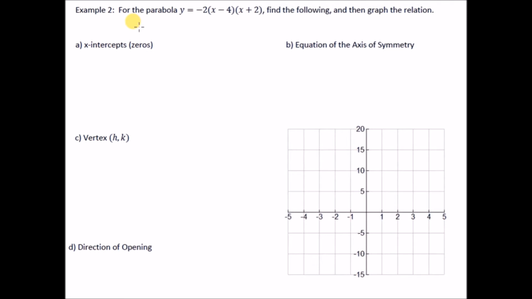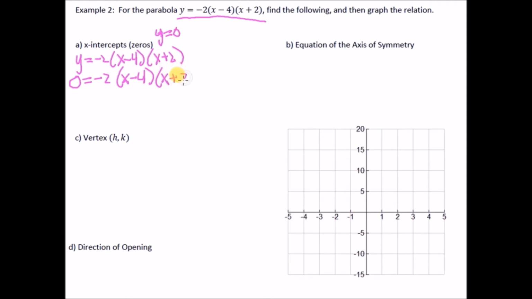Okay, example 2. So we have another parabola, and we have to find the following. So let's first find the x-intercepts of this parabola. So I'm going to rewrite it: y equals negative 2(x - 4)(x + 2). So we know to find the x-intercepts, we have to sub in y equals 0. So we have to find values that will make this side of the equation equal to 0.